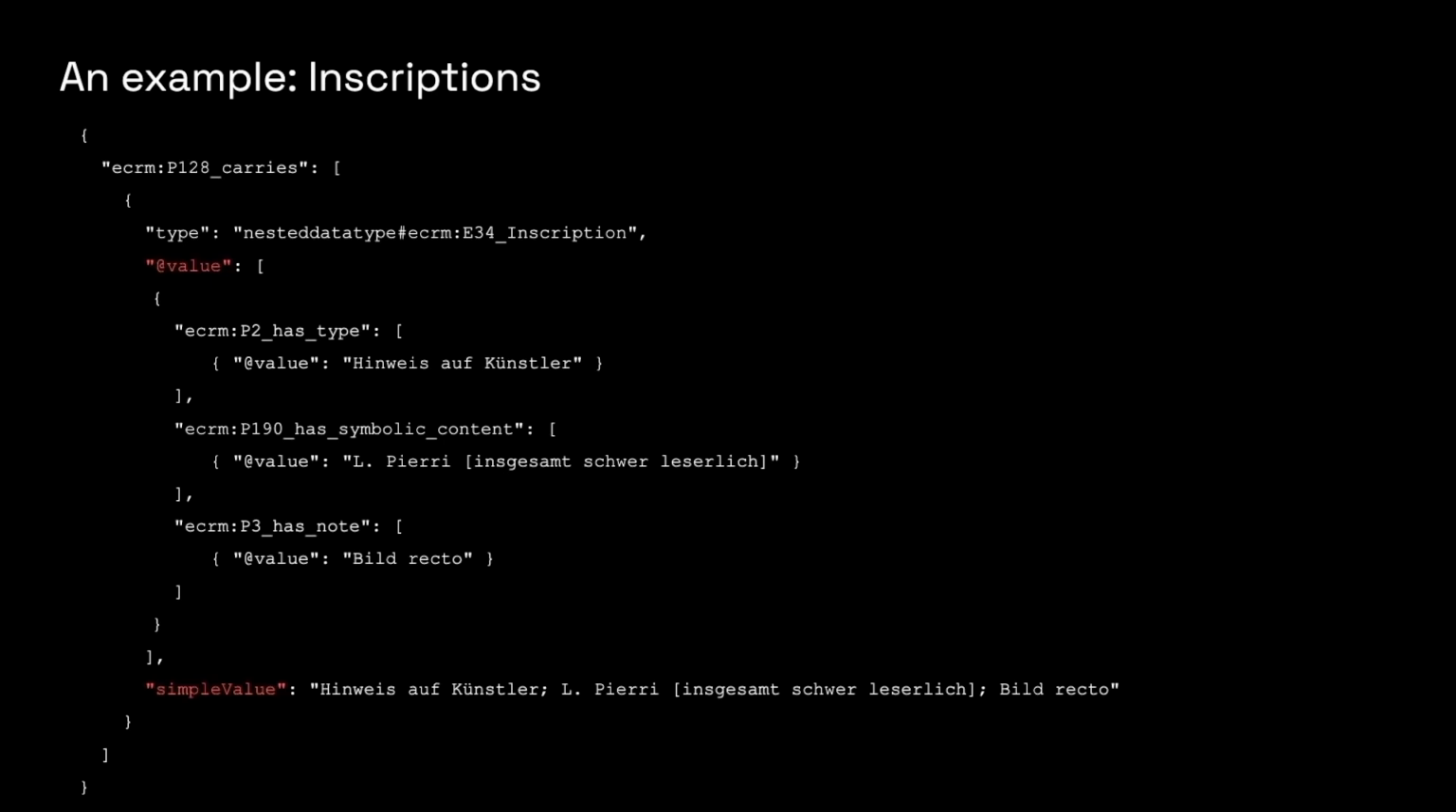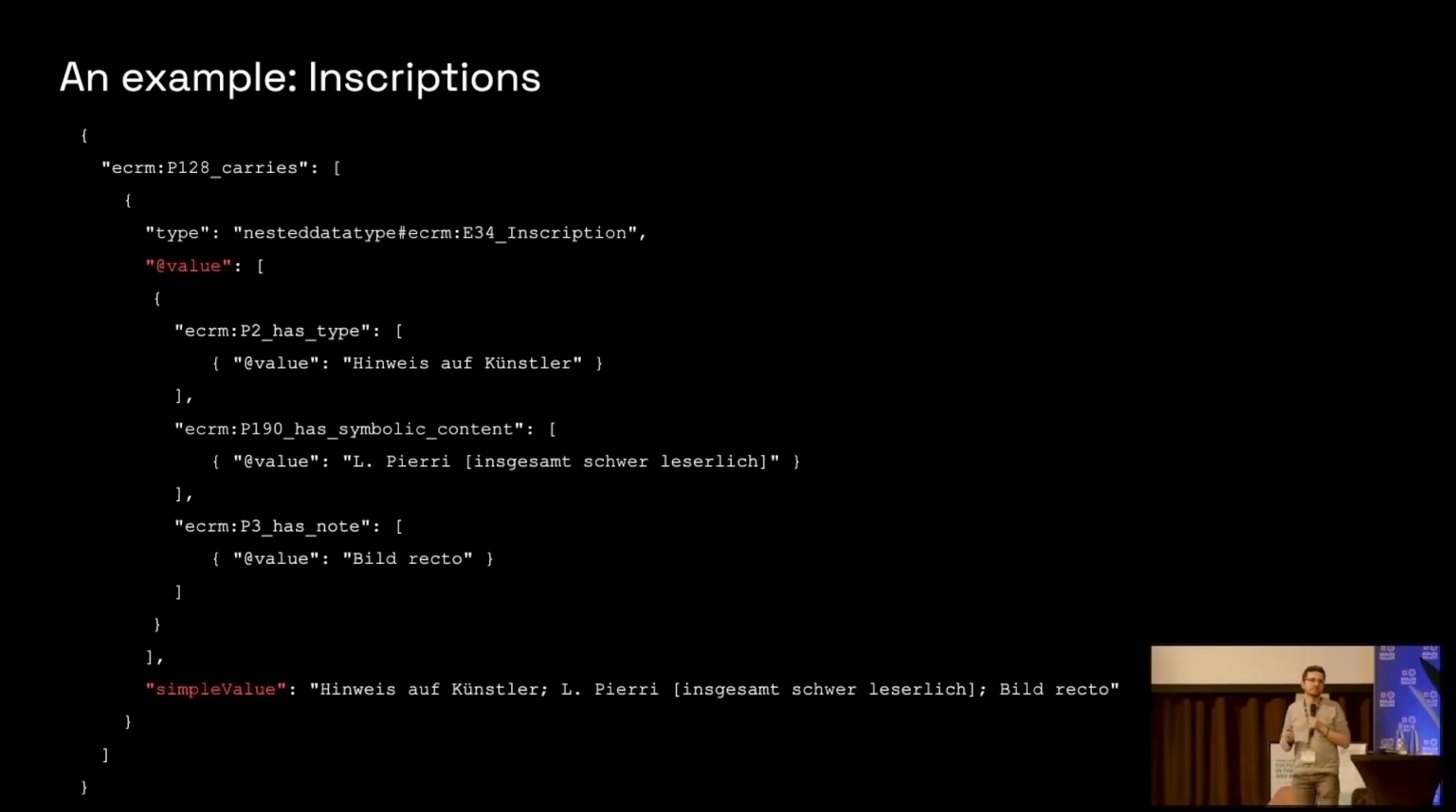For example, in this case, this is just a very simplified version of a JSON-LD serialization for an inscription. In case of having this nested information, we could have something like a symbol value where we concatenate all this information about the inscription, and maybe in that case you can present that to the end user. The machine is still going to read your JSON-LD.